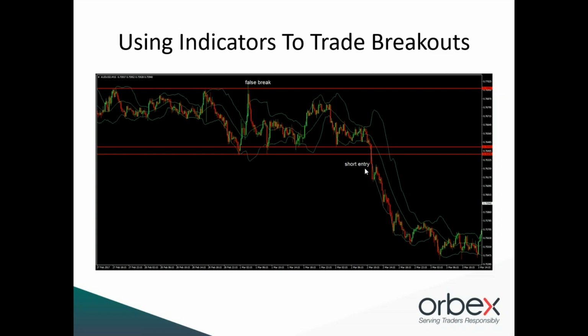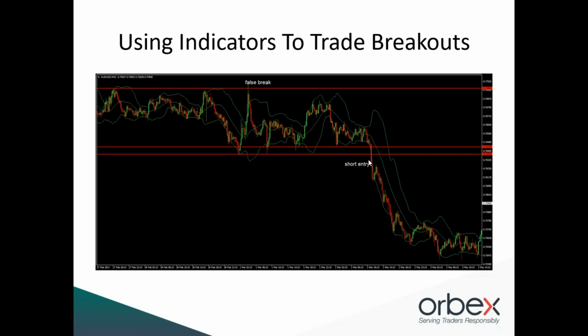Okay, so as I say, we identify our range, we identify our support and resistance levels, and then we look to wait for price to break out of those levels. But then in this instance, we're also looking for price to have broken the Bollinger Bands. So it's the confluence of these two elements which tell us that this is going to be a short entry to the market. And then once again, you'll see I mentioned we wait for the range to be broken on a closing basis. So we'd only look to enter short on the close of this bearish candle.